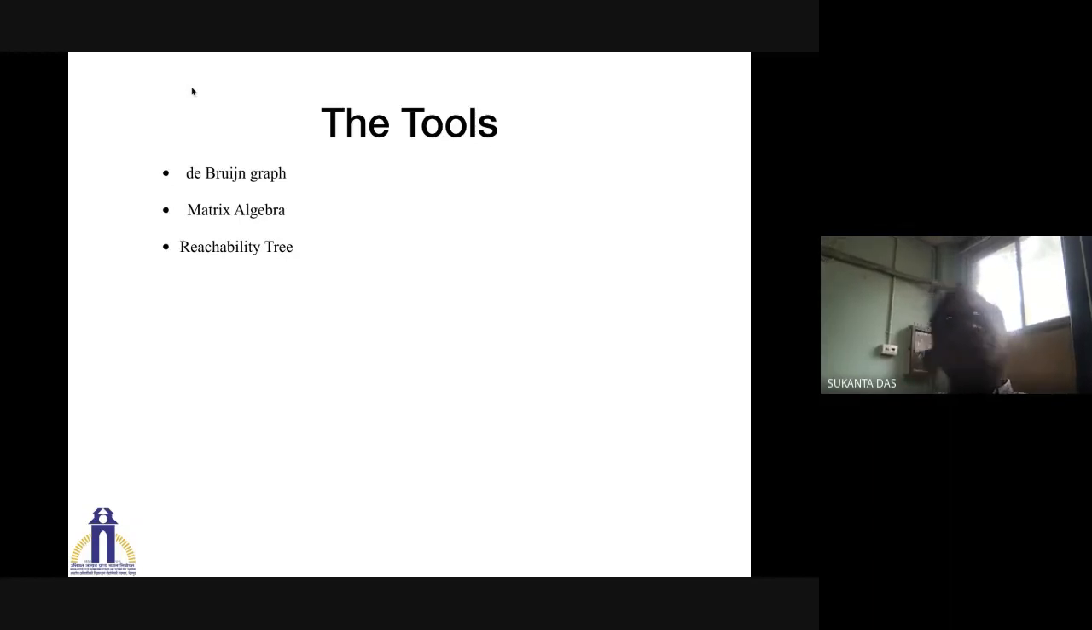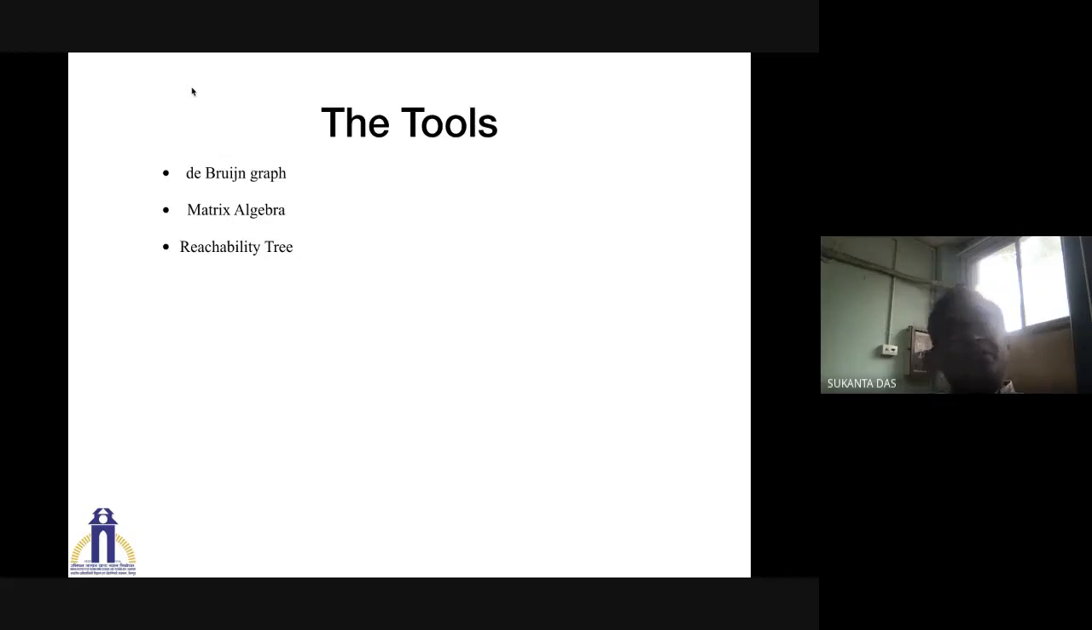For that we use some parameters, but that we are not discussing here. We are discussing the characterization tools, and these are applicable for one-dimensional CAs only. So in my discussion, the CA under consideration are one-dimensional cellular automata. The first one is the de Bruijn graph.